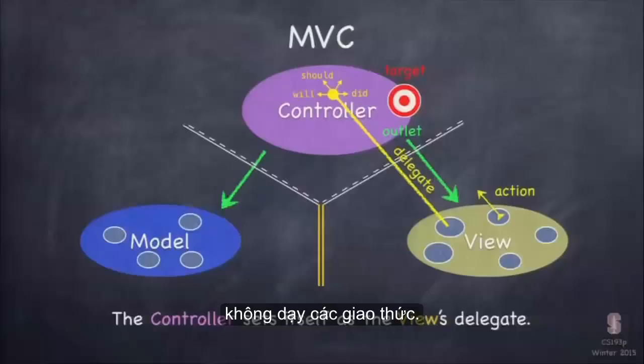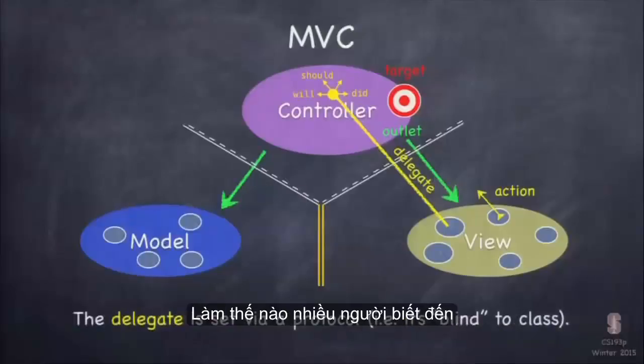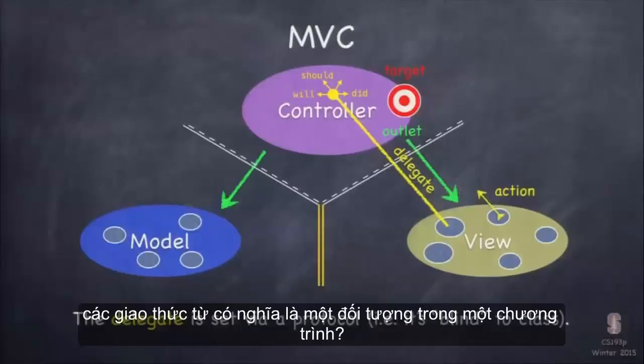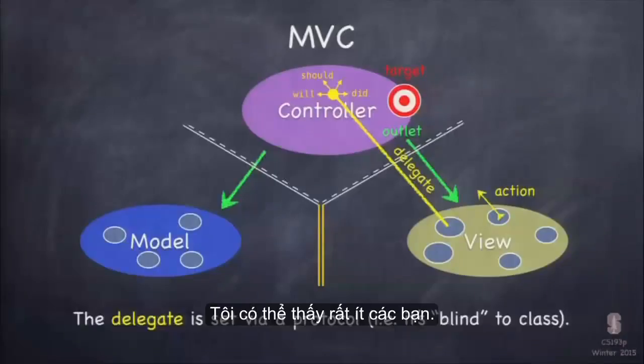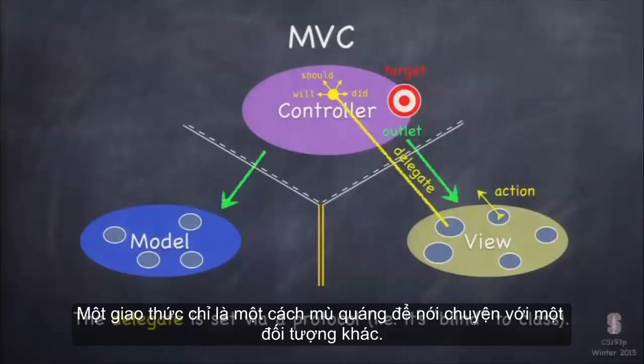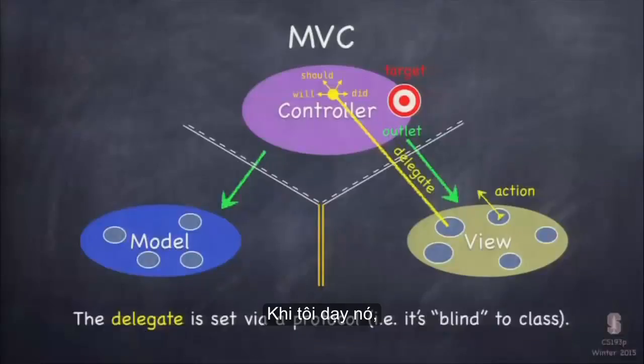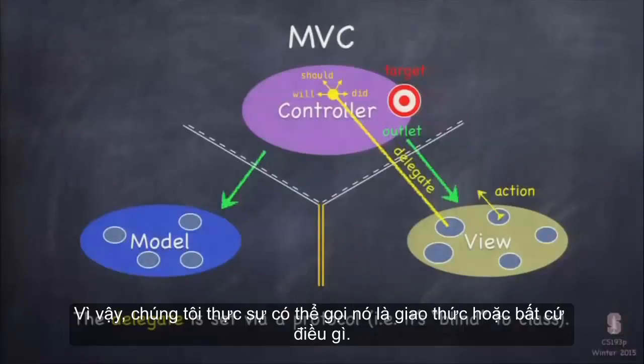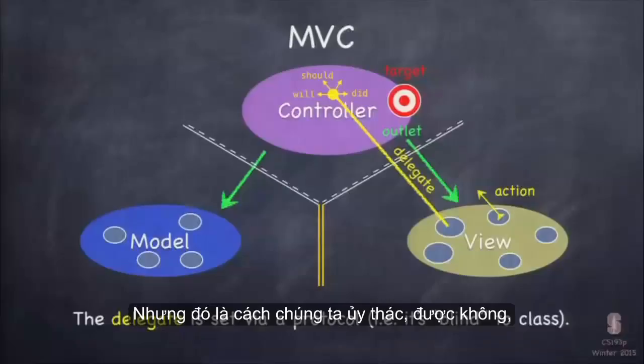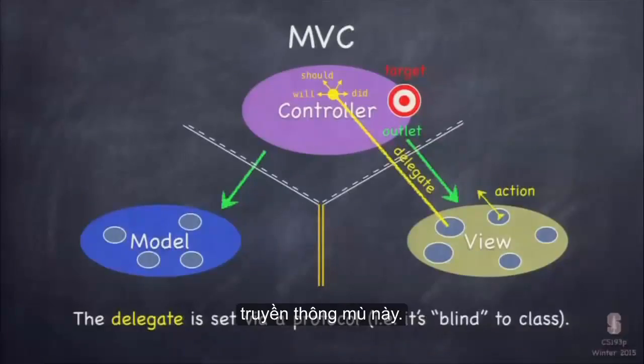Now, I know that CS106A and B do not teach protocols. How many people know what the word protocol means in object-oriented programming? Okay, see, very few of you. So I will be teaching that. A protocol is just a blind way to talk to another object. When I teach you, you're going to be like, oh yeah, I know what that is. We just didn't call it protocol or whatever. But that's how we do delegation, this blind communication.